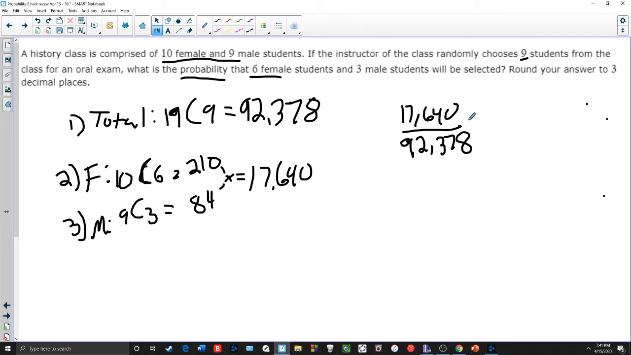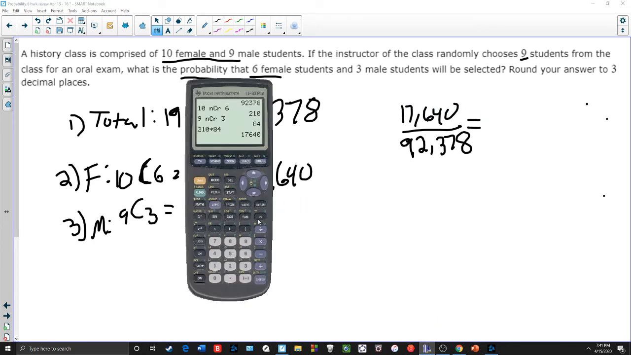And then we're going to divide these out, and that will give me my probability. So 17,640 divided by 92,378, and we get about 19%. So it says round to 3 decimal spots.